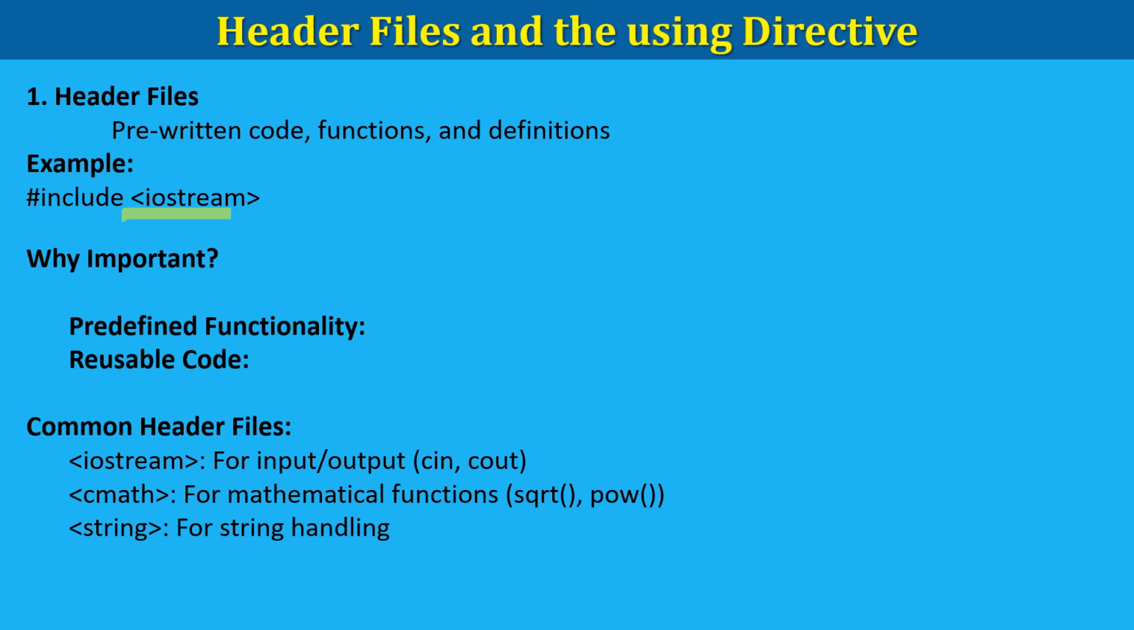Common header files are iostream for input and output, cin and cout; cmath for square root and power; and string for string handling. Familiarity with libraries helps write efficient code by using appropriate functions for tasks.